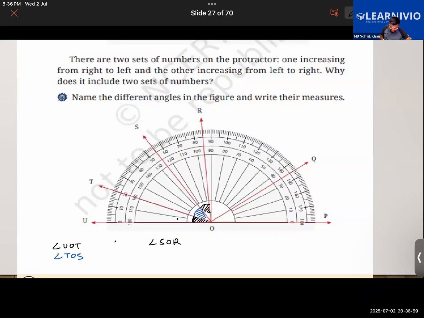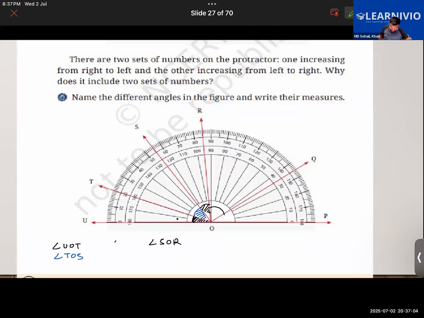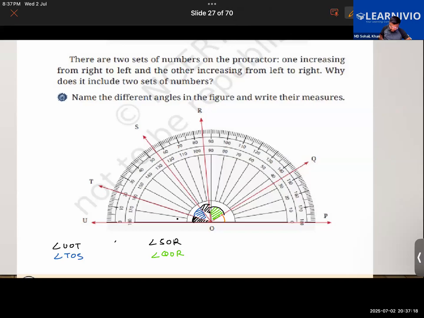After this, ROQ, that is QOR. ROQ or QOR, both are correct. So let's call this QOR. Okay. And then after this, QOP, POQ or QOP. Right. So angle POQ. Talking about angle POQ here, look at how many divisions are there between the ray OP and OQ.